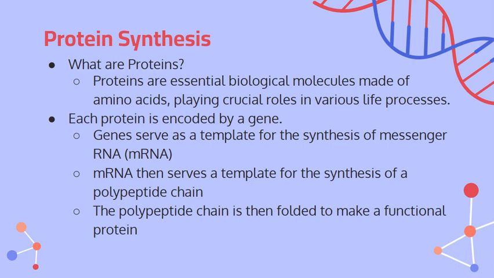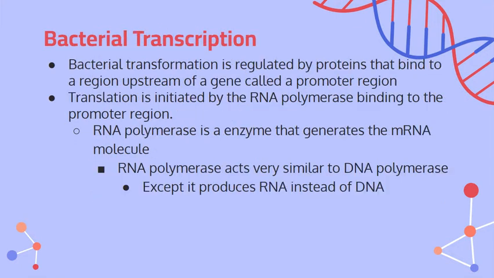So this goes back to the central dogma that we've learned about in biology, where DNA makes RNA makes proteins. So we can see that DNA, right, genes, make RNA, make mRNA, and then mRNA makes polypeptide chains, and those are folded into functional proteins.